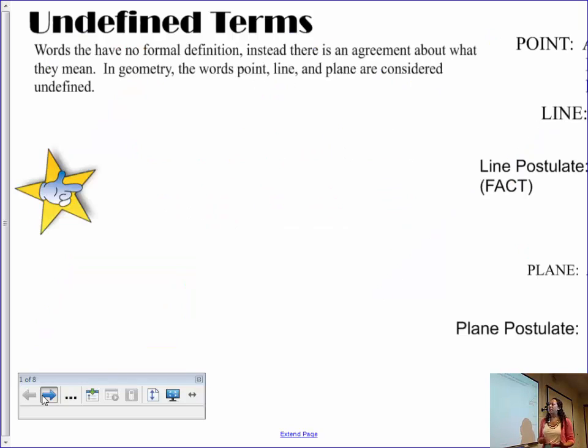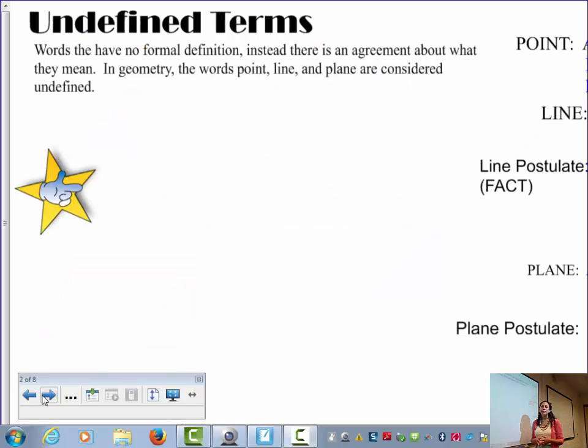Alright, so hopefully you have your pencil and paper ready. We're going to write down some stuff. And again, write down whatever it is that you need to write down for yourself to get this. We're going to start off with some undefined terms. Now, we're going to give you definitions for them, but they're made up based on agreements. So, to give you the technical definition of an undefined term, they're words that have no formal definition. So instead, there is an agreement about what they mean. In geometry, the words point, line, and plane are considered undefined.